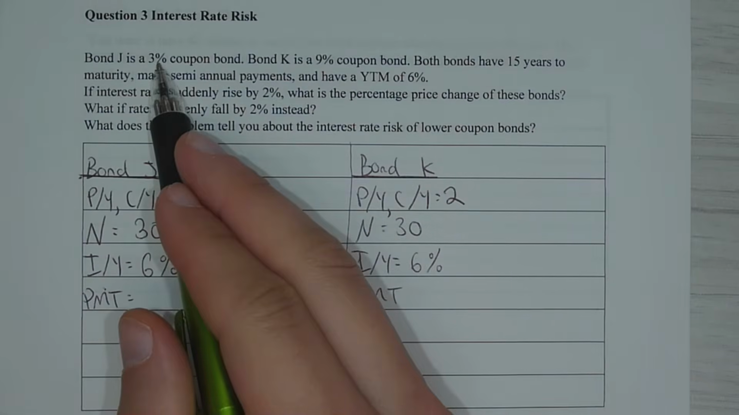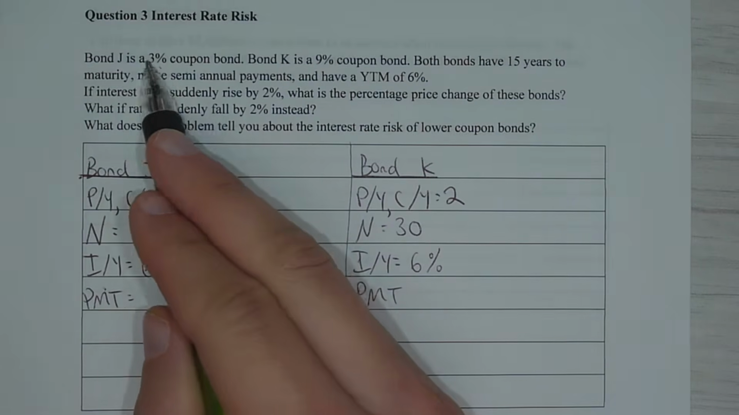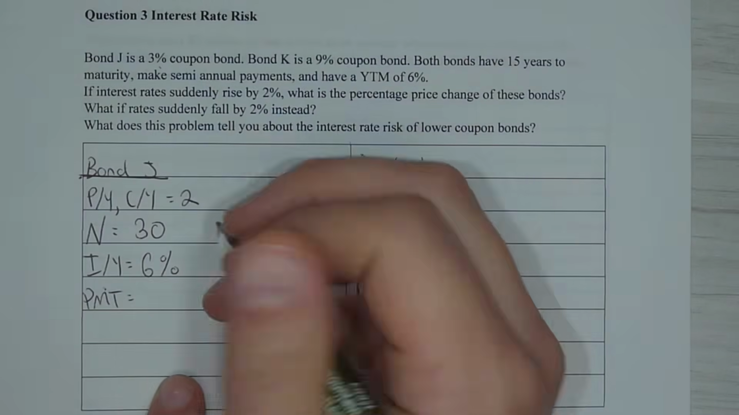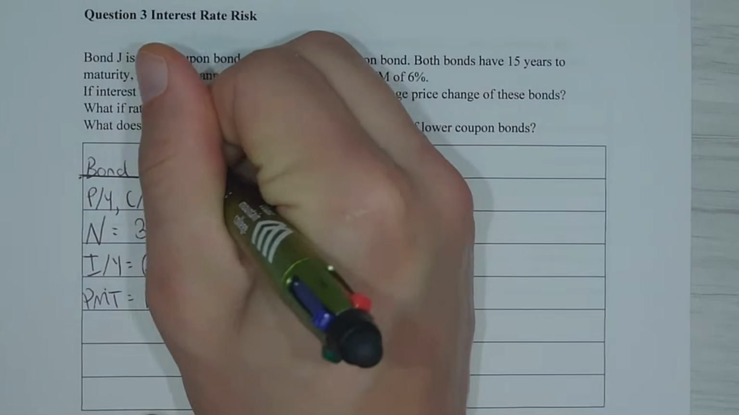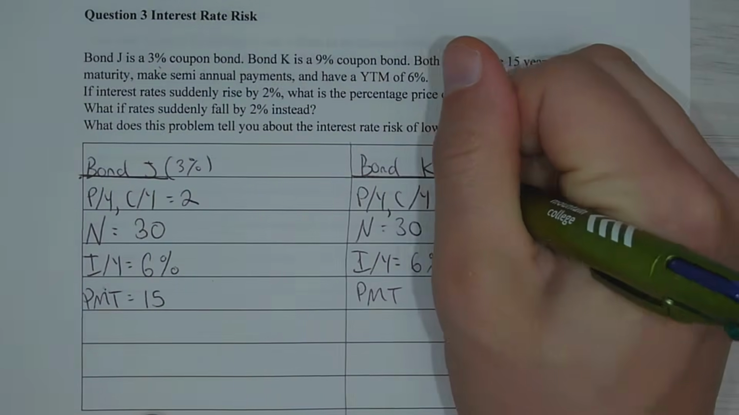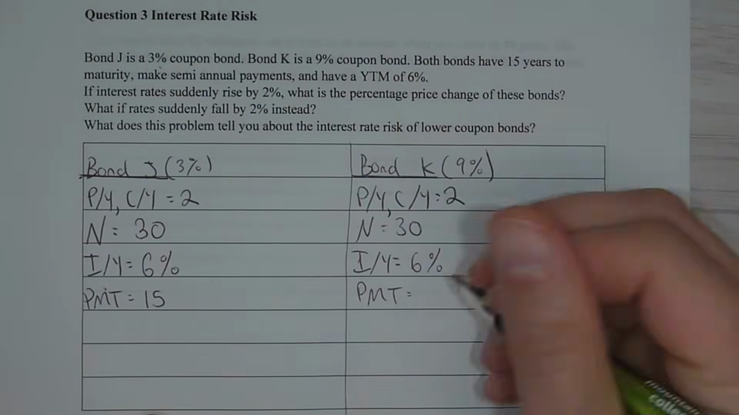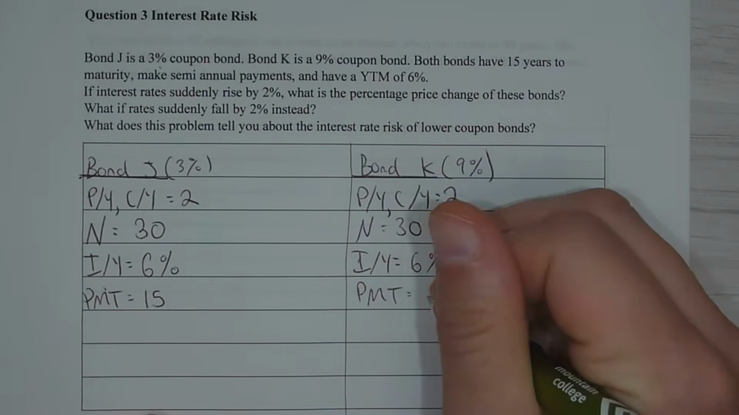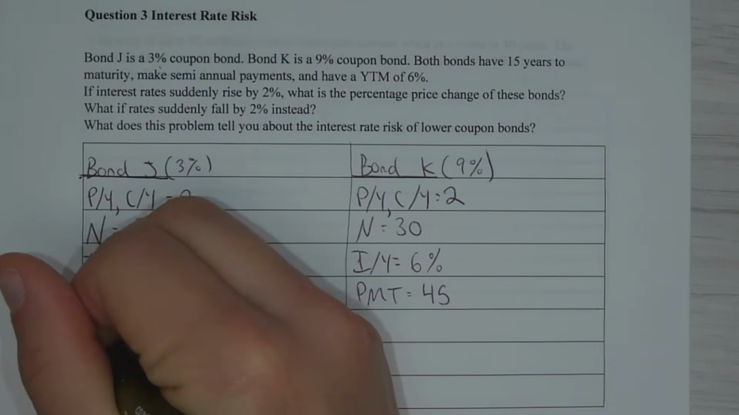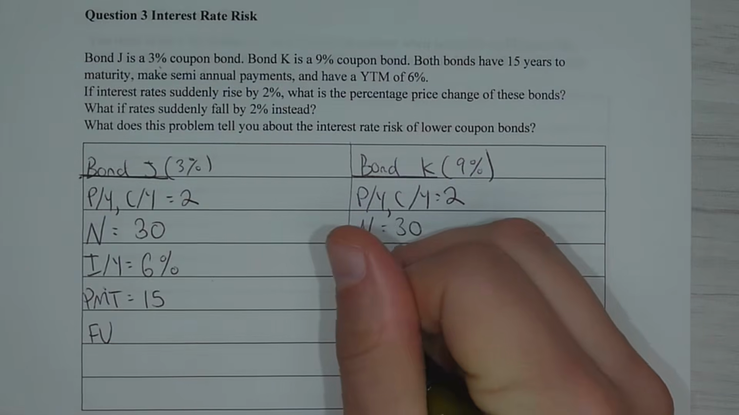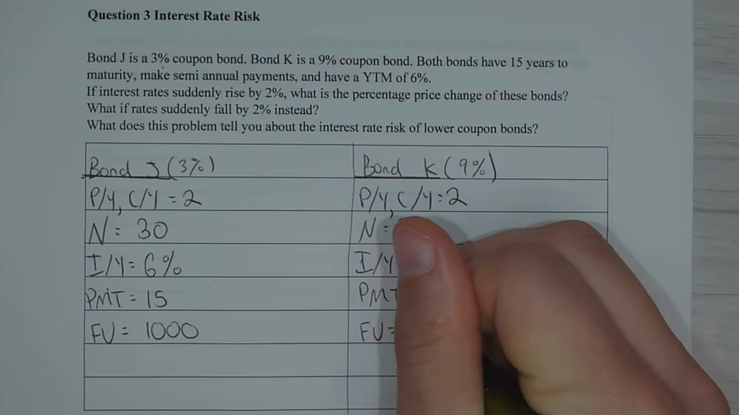So 3% coupon on $1,000 is $30 per year. Semi-annual payments means we divide that 30 by 2, which we get $15. We can just put 3% here and 9%, just so you can see the difference. And 9% is $90 per year, divided by 2 is 45. Our future value for both of them will be the same face value. It'll be $1,000.